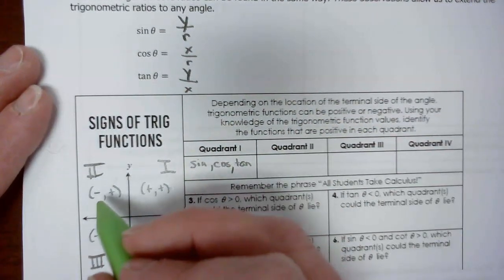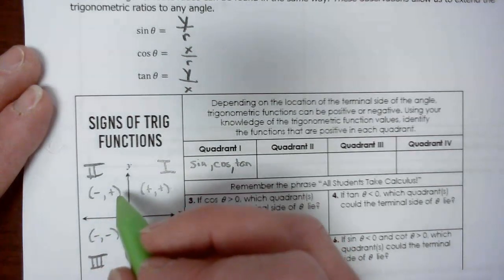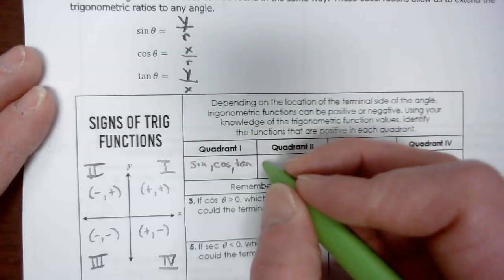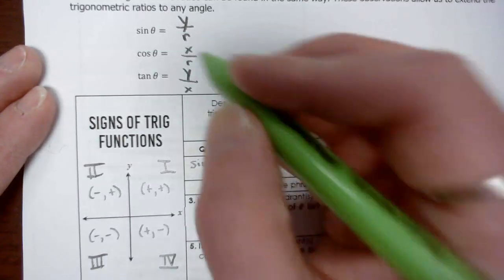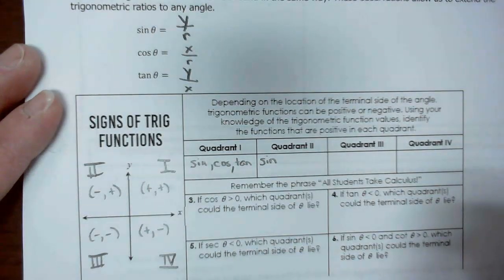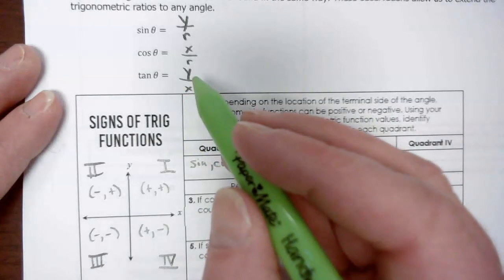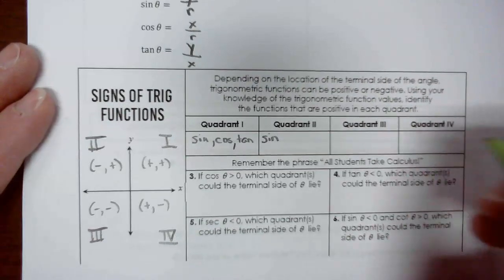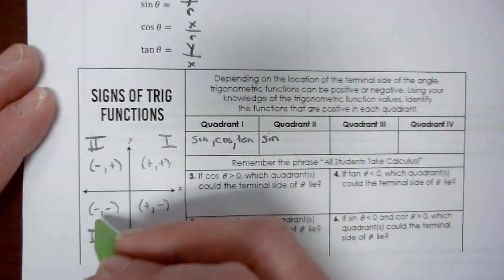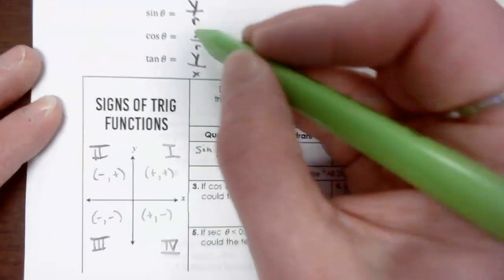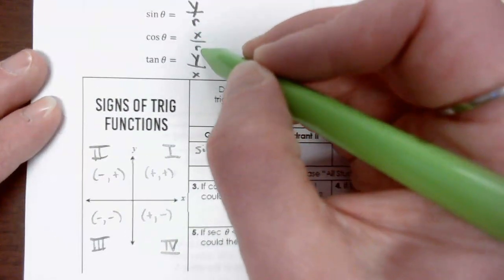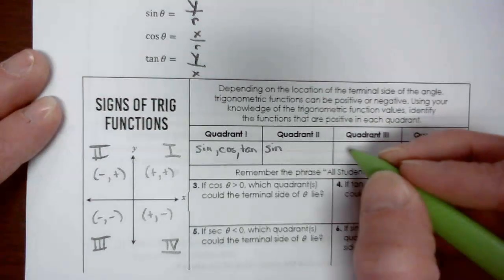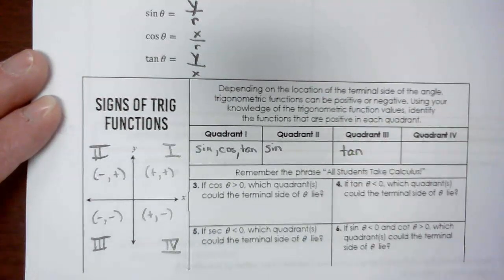In quadrant 2, x is negative and y is positive. So positive, so sine would be positive. Cosine has an x there, so that would be negative. Tangent would be a positive divided by a negative. That's negative. Quadrant 3, both are negative. So negative divided by positive, negative divided by positive, but negative divided by a negative, tangent would be positive.